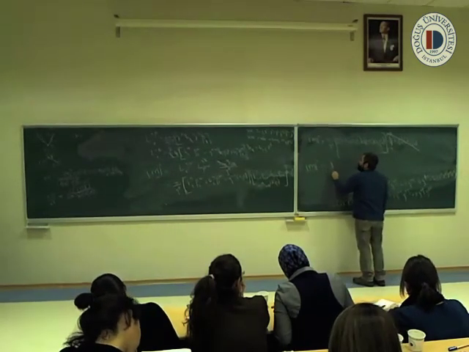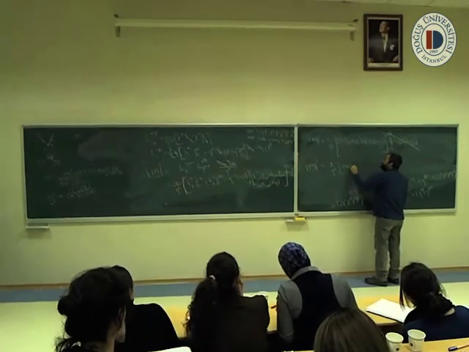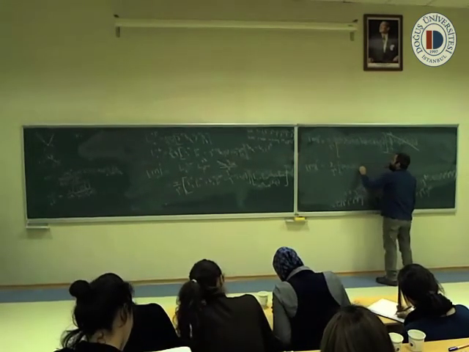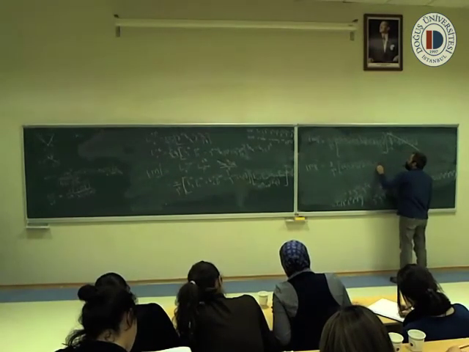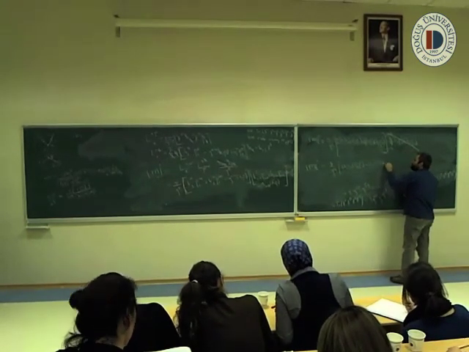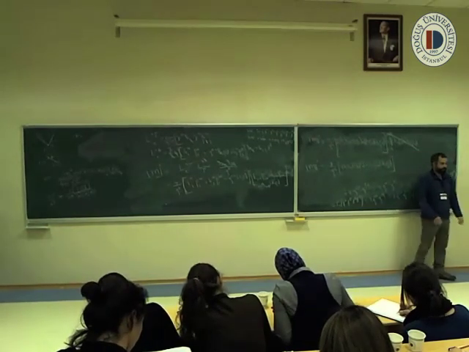Take over q to the 4, K1, K2, K1, K2, plus K1, K2, K2, K1.